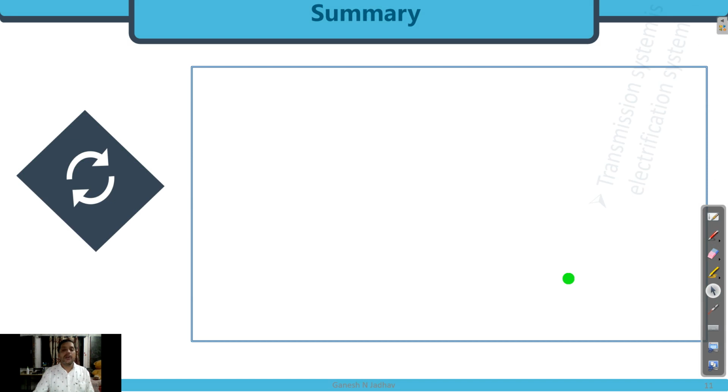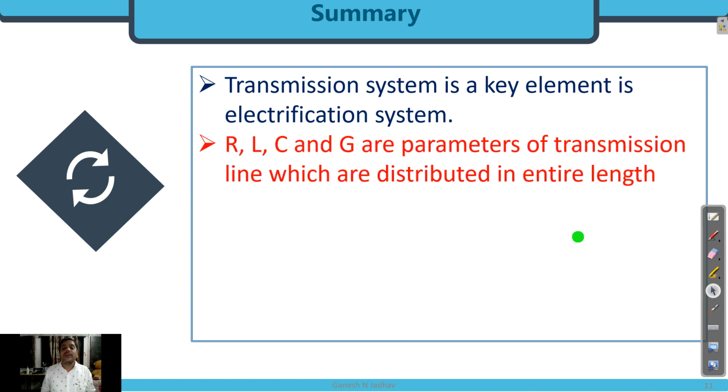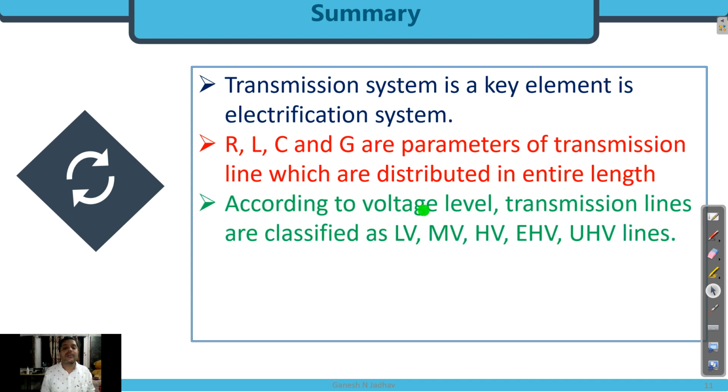Let's summarize all the points together. From the discussion, we clear that the transmission system is a key element in the electrification system because it needs to transmit the bulk amount of power from generating station to the load centers. R, L, C, G are the parameters of the transmission line which are distributed over the entire length. According to the voltage level, the transmission lines are classified as LV, MV, HV, EHV, and UHV: low voltage, medium voltage, high voltage, extra high voltage, ultra high voltage lines.